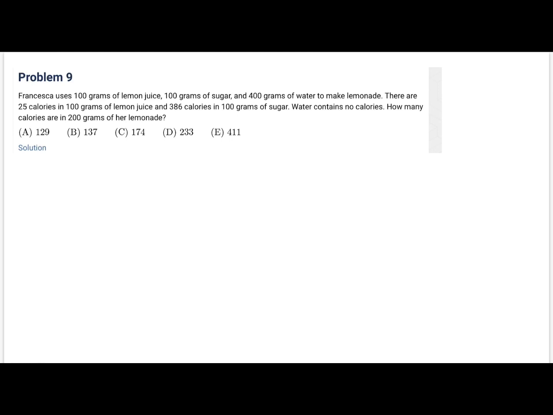There are 25 calories in 100 grams of lemon juice. There's 25. And then 386 calories in 100 grams of sugar. Water contains no calories, so in 600 grams of lemonade, there will be 25 plus 386. This is 411 calories.